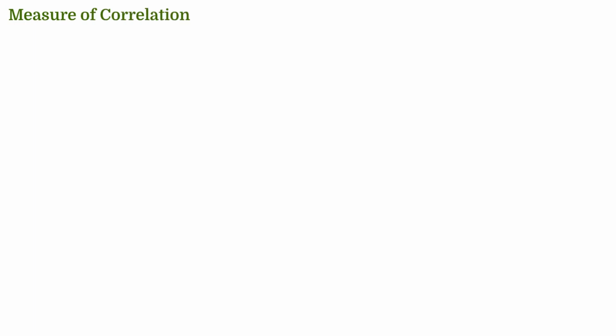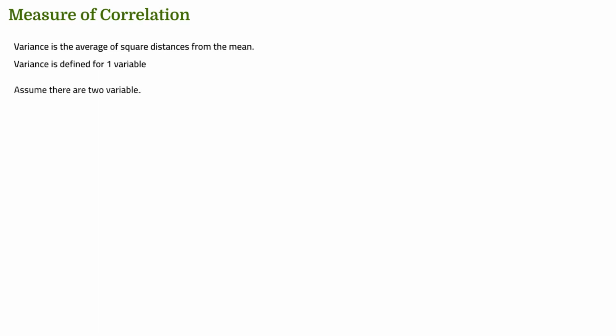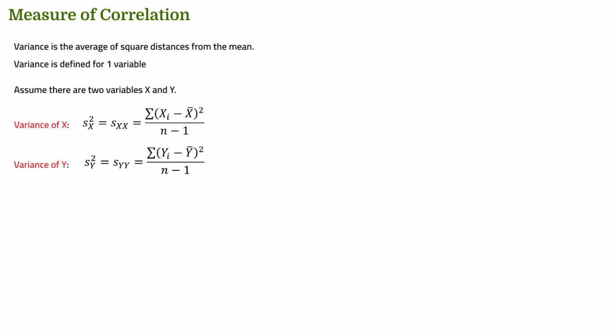Next topic, measure of correlation. Variance is the average of square distances from the mean somehow. Variance is defined for one variable. Assume there are 2 variables, x and y. We have their variances. Variance of x is shown by subscript x, so S2x or SXX. Variance of y, same way, subscript of y, so S2y or SYY is the variance of y, and the formula one for x, one for y.